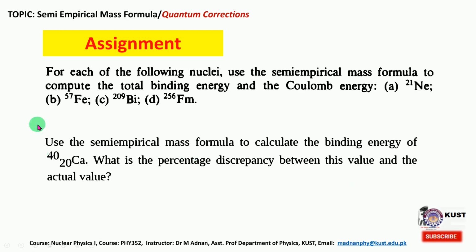Now after this, you can solve these problems, but remember, you will be using the semi-empirical mass formula for these various elements to find the binding energy per nucleon, and also the Coulomb energy. And in the second problem, you need to find the binding energy using the semi-empirical mass formula for this system. And you need to find the difference between the actual value and the value that you calculate using the semi-empirical mass formula.